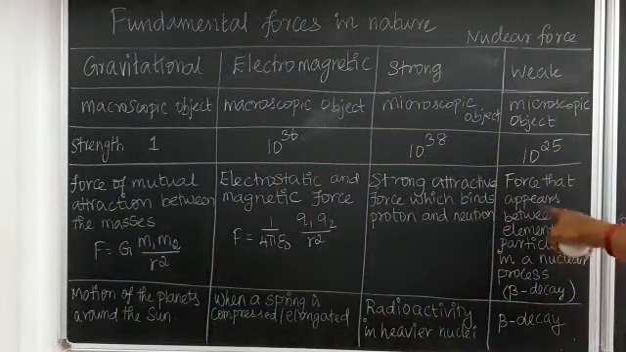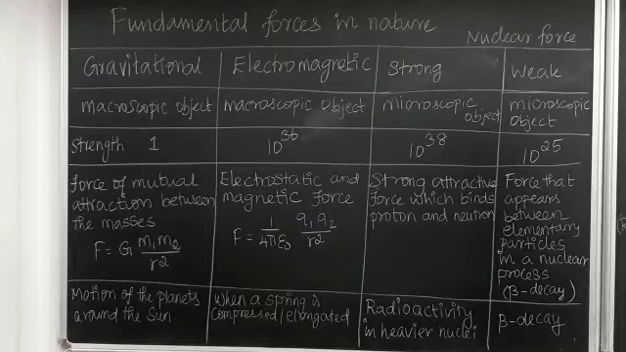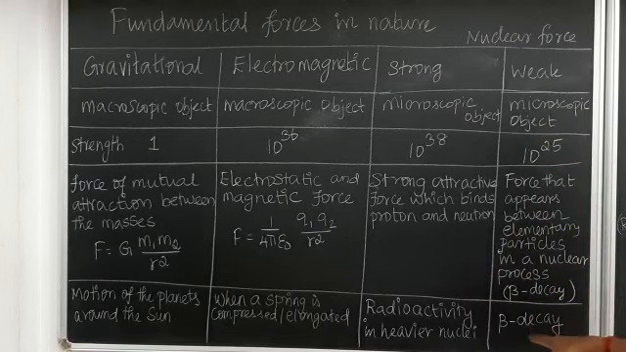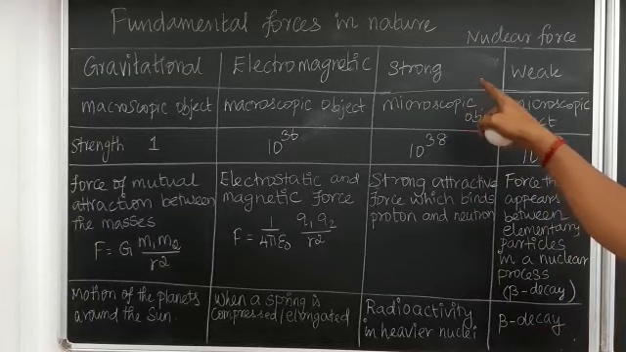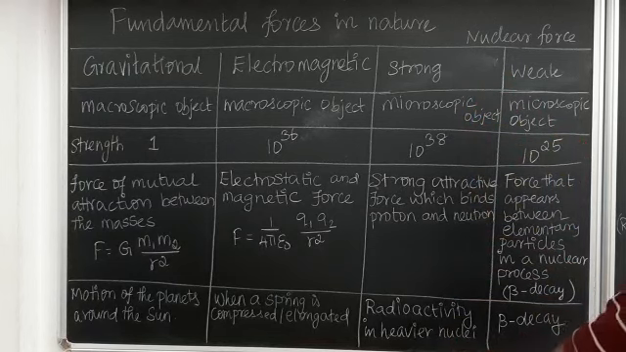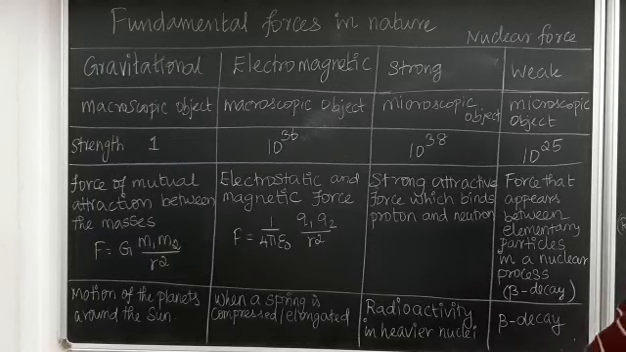And the weaker force, the force that appears between elementary particles. I said elementary particles, what are they? Baryons, leptons, mesons, these are all elementary particles which are present in that nuclear process. A very good example for weak nuclear forces is beta decay, and a very good example for strong nuclear forces is radioactivity in heavier nuclei, uranium 92. That radioactivity comes under the strong nuclear force.